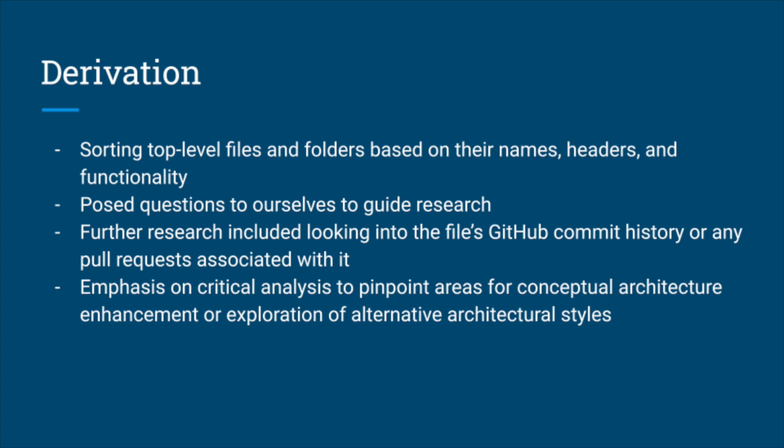Determining the derivation process for sorting Kodi's source code efficiently was crucial. The process involved us sorting the top-level files and folders based on their names, headers, and functionality. We then aligned the components with the conceptual architecture. We posed questions to ourselves such as, what is this file importing? What class is it in? Are there any comments? Before doing further research, including looking into the file's GitHub commit history or any pull requests associated with it. Upon revisiting unsorted source code, commonalities emerged such as multiple components addressing threads, locks, and race conditions, prompting the creation of a new component.